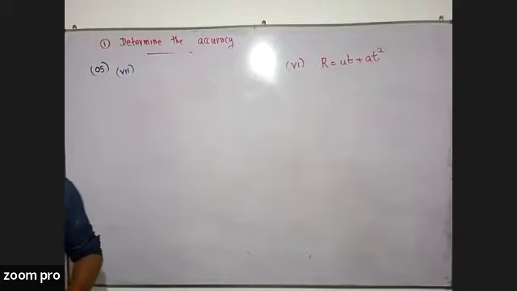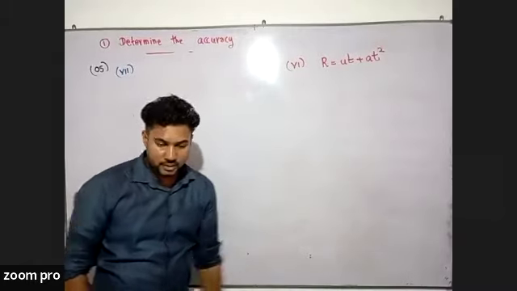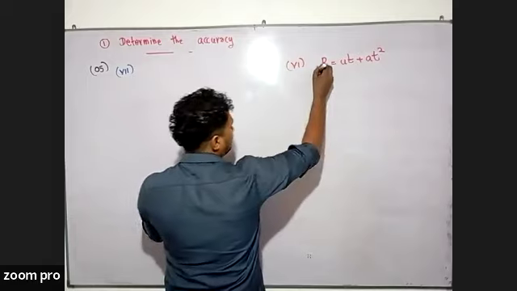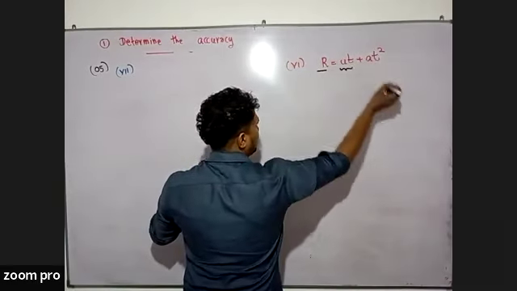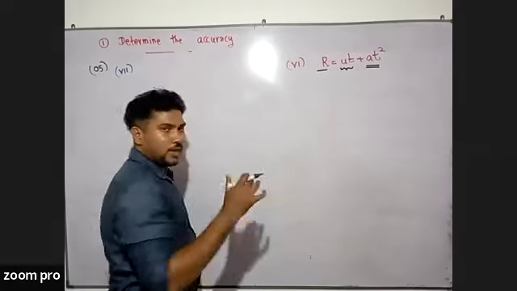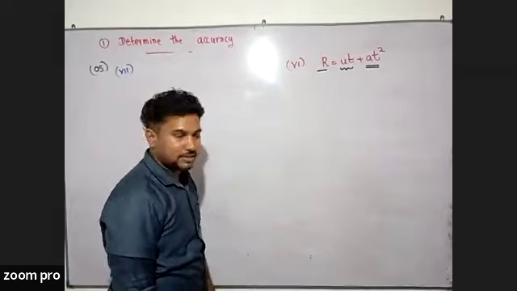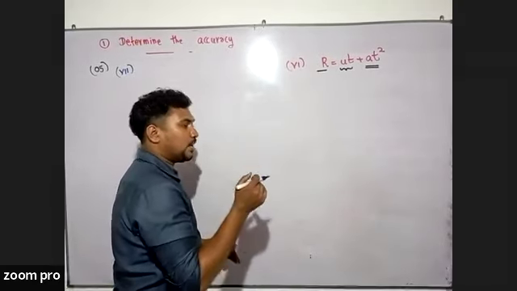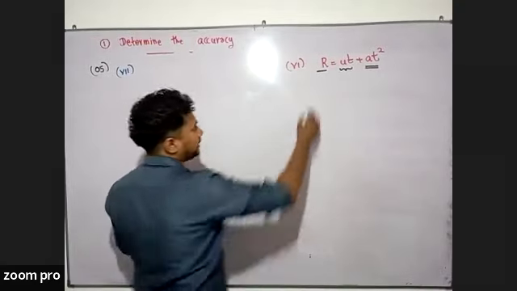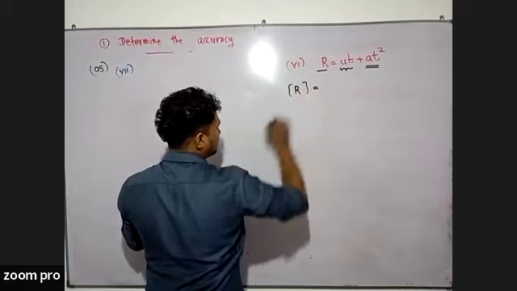So let's move on to the discussion. In this equation, you can find that there are three terms, isn't it? The first one is R, the second one is ut, the other one is at squared. So you have identified that there are three terms in this equation. Then the next step is to find the dimensions of each term. Let's find the dimensions of R. This is the first term.